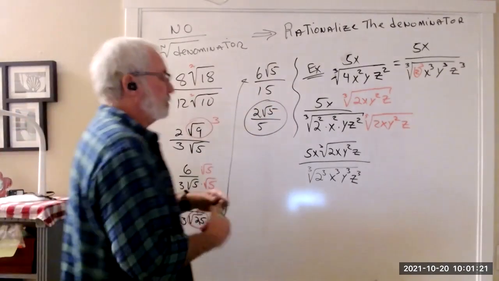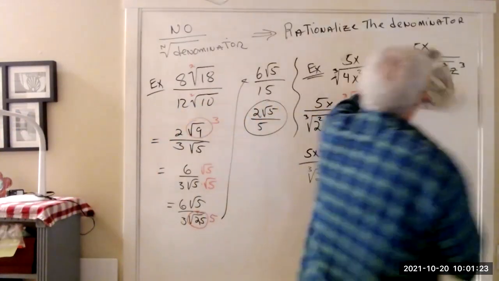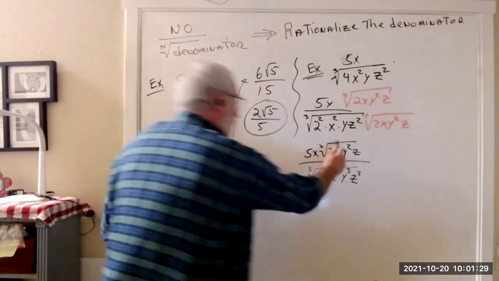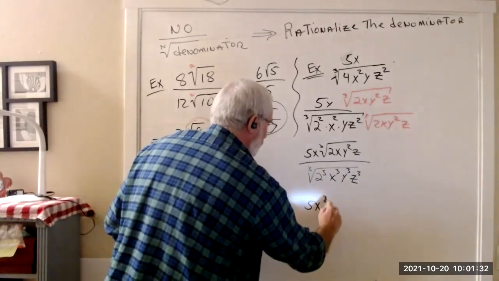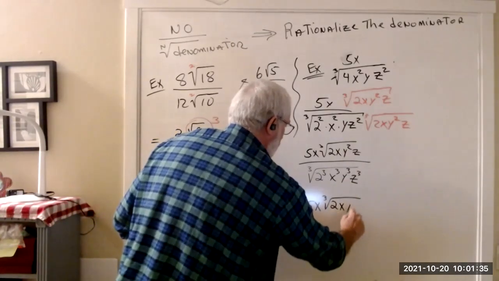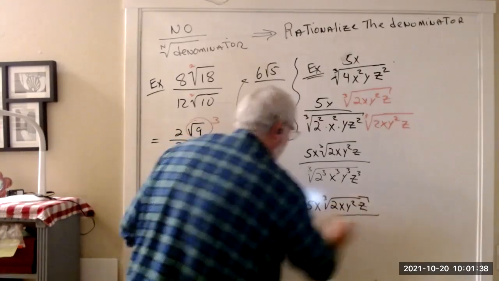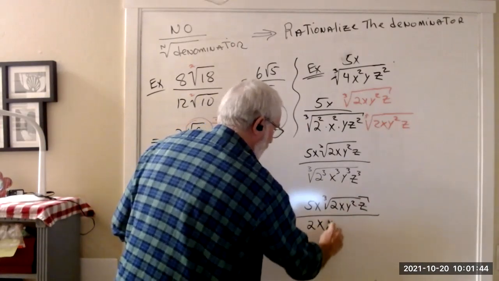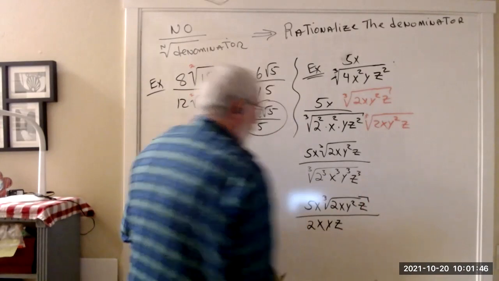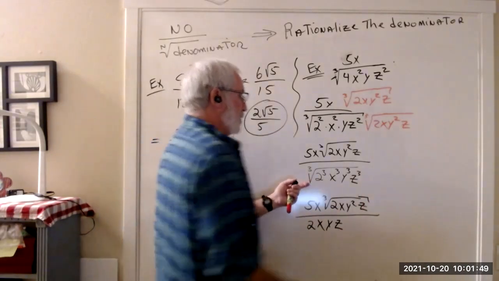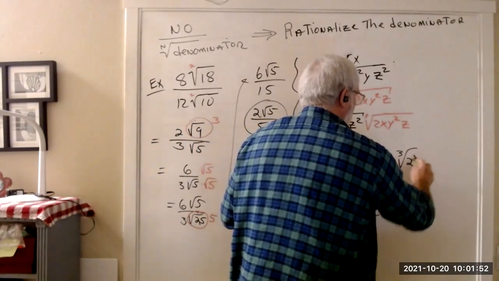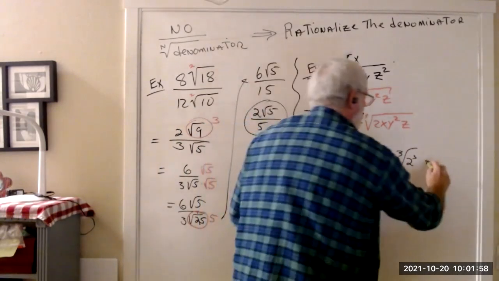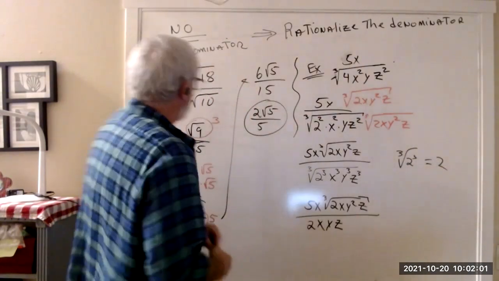Okay, so what do I have? Now let me erase this. Okay, where's my glare? So I have 5x cube root of 2xy squared z on top. On bottom, all of these come out: a 2 and an x and a y and a z. Remember, if you take 2 cubed out of a cube root, you just get 2. That's the rule that we're using.